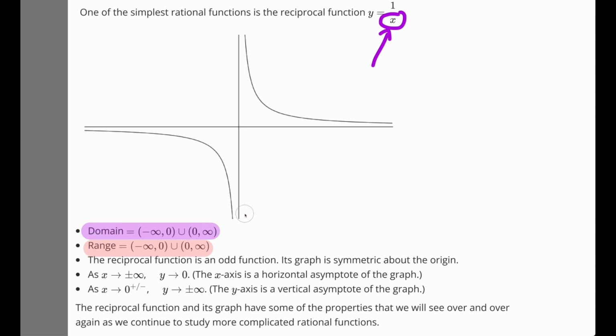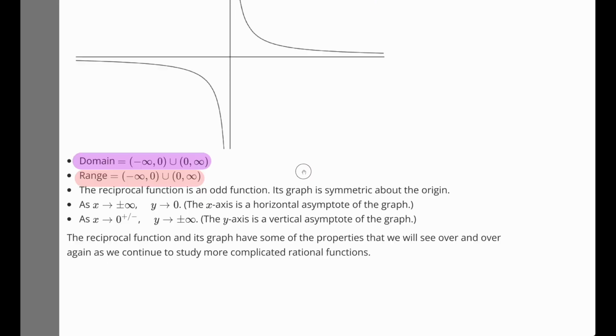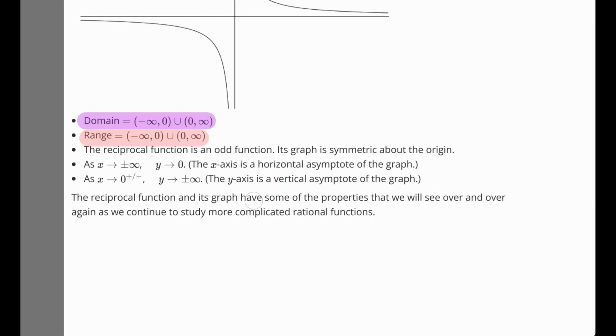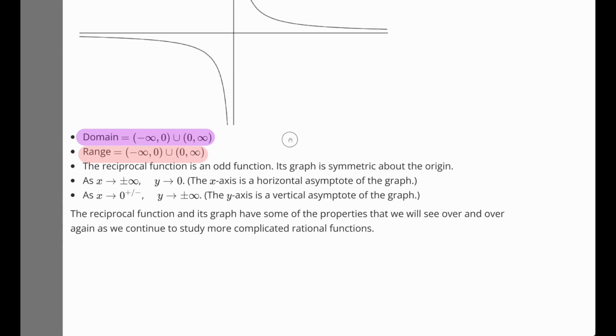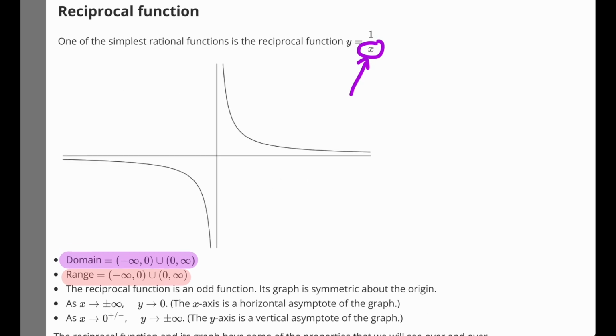The reciprocal function is an odd function, since its graph is symmetrical about the origin. If you go to infinity on the left or the right, the y ends up going to 0. As you can see right here, it's going to 0 here. It's also going to 0 up here. As x goes to 0, you can see the y is going to infinity over here, and negative infinity over here. So that's just a brief explanation of the features of this graph. The reciprocal function and its graph have some of the properties that we will see over and over again as we continue to study more rational functions. So the ideas that we just talked about, that you can't divide by 0, that sort of thing, are going to be talked about in the next few examples that we're going to do.